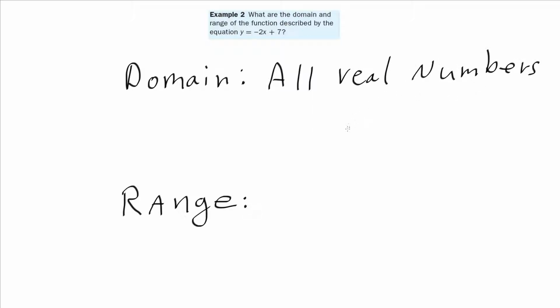And our range, given that this could be anything, there's no constraints, there's nothing that y can't be, so y is all real numbers. So any value of y is possible given that any value of x is possible.